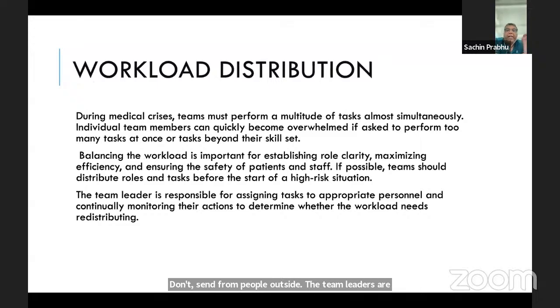Again, I'm not going to go into details of this, but an example would be if somebody is doing CPR, don't let them do CPR for 15 minutes. That CPR was an hour and a half, so everyone took turns. That's a bit about workload distribution. Otherwise, somebody's going to be very overwhelmed and they're going to crack.